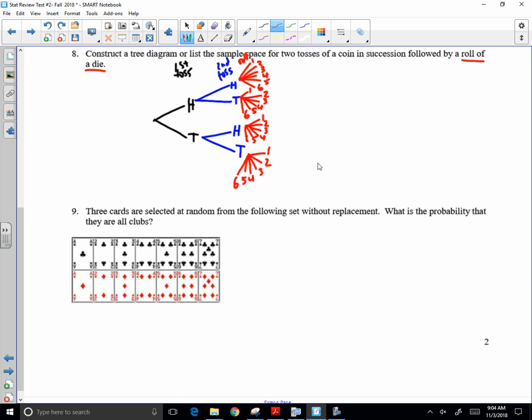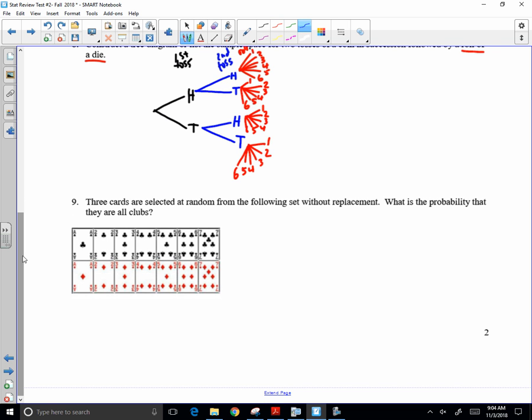All right. Number 9. 3 cards are selected at random from the following set without replacement. All right, this is what I was talking about when we were going over cards. Like, I'm not going to test you on your knowledge of a deck of cards. If I'm going to talk to you about cards, I'll give you a subset of the deck of cards. All right, so this is how I like to do it. So what is the probability that they're all clubs? So I have 3 cards that are being selected without replacement. So I would want to know the probability of getting a club and another club and another club.